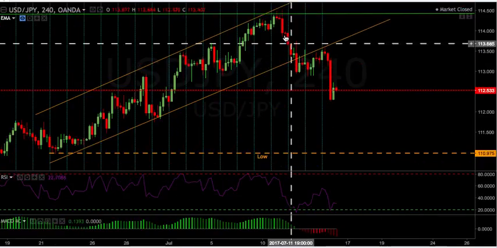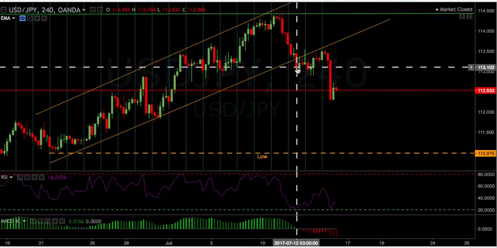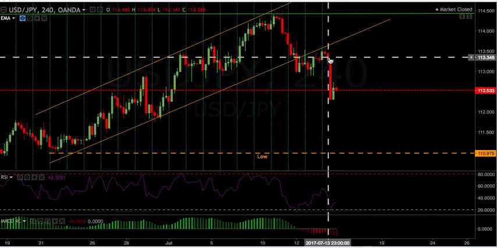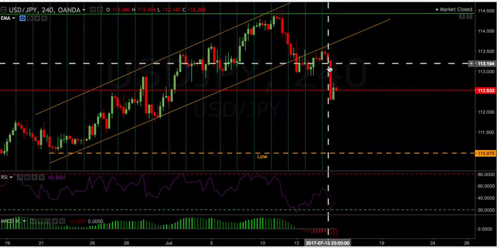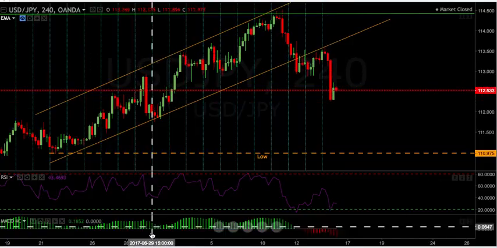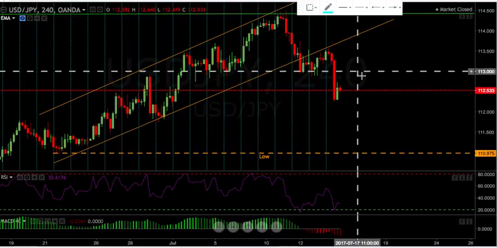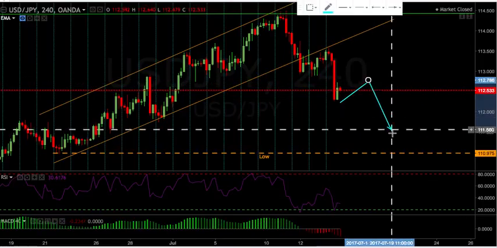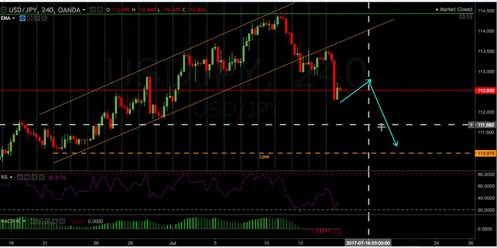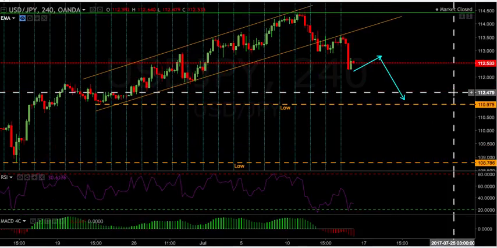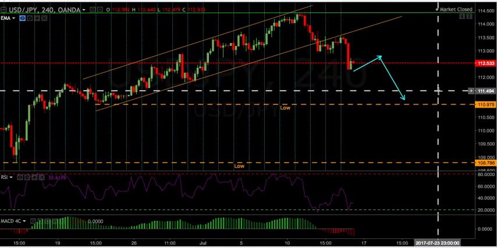Okay, on the 4 hour, we had a slight impulse, correct the pattern, and once again, we had another impulse. So what should we expect? A correction, and then another move down. It is still not showing us on the daily time frame that it is bearish.